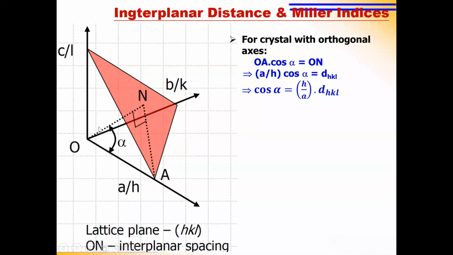Interplanar distance and Miller indices. This one is the interplanar distance, right? From O to A, whatever the distance is, cos alpha is equal to ON, that is up to here, right? So A upon H cos alpha is equal to DHK. So cos alpha is H upon A into DHK. So we can find out the interplanar distance, this one. So lattice planes.